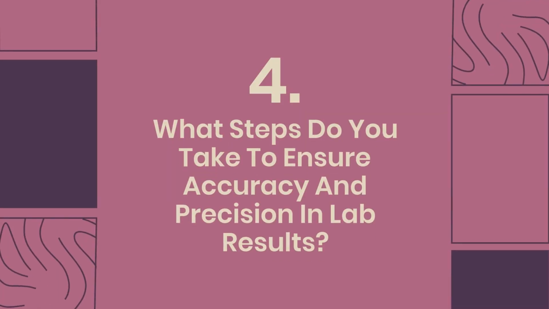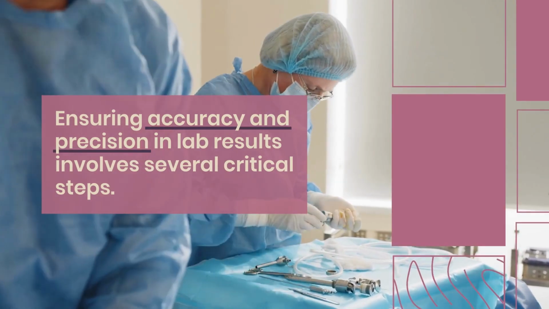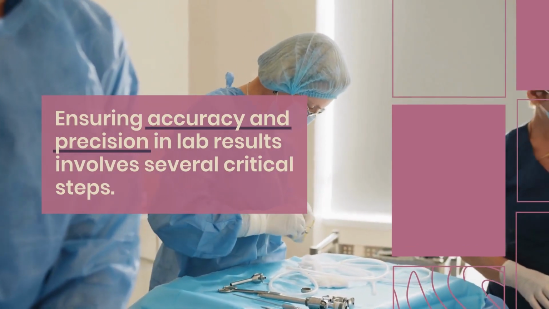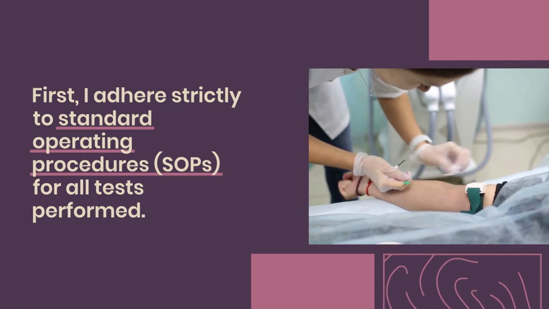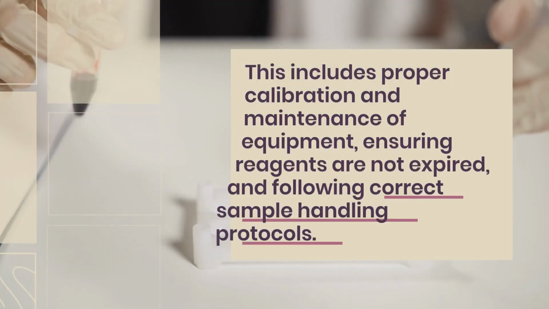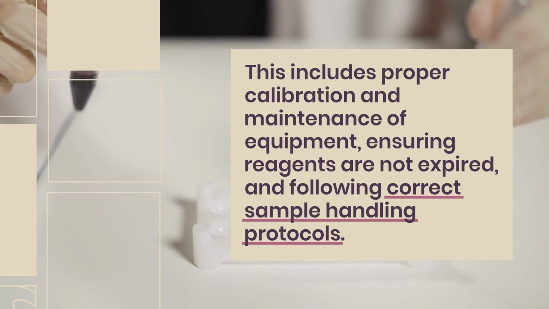4. What steps do you take to ensure accuracy and precision in lab results? Ensuring accuracy and precision in lab results involves several critical steps. First, I adhere strictly to standard operating procedures, SOPs, for all tests performed. This includes proper calibration and maintenance of equipment, ensuring reagents are not expired, and following correct sample handling protocols.